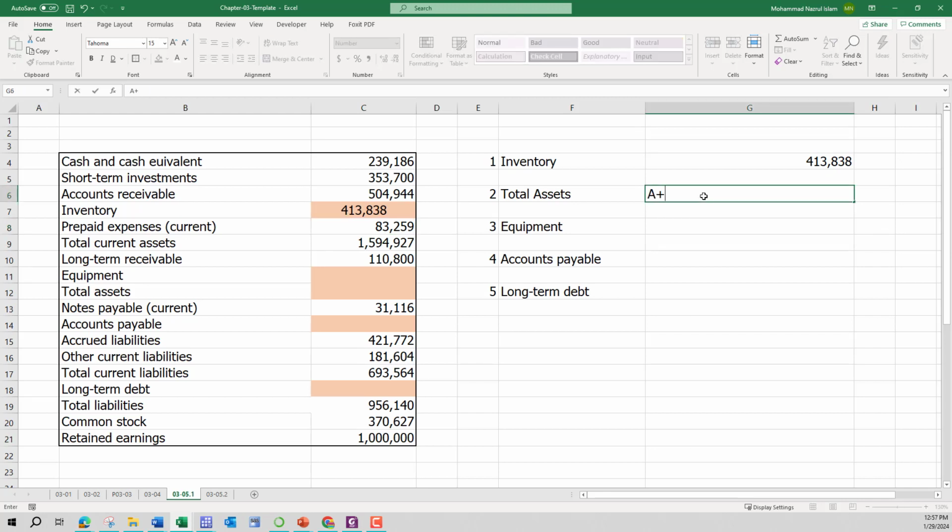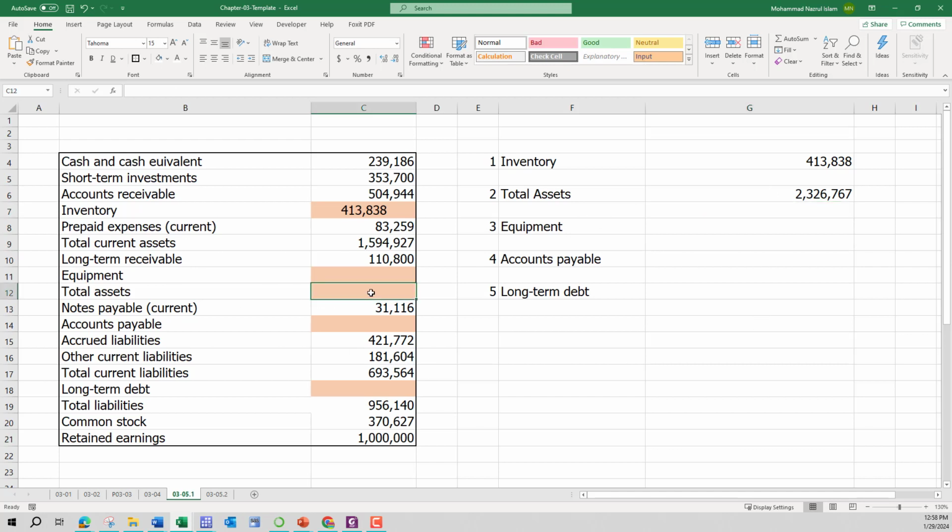The second one is total assets. We know that assets equal liabilities plus owner's equity. So we will add the total liabilities and total owner's equity. Total liabilities is this one, plus we have common stock, plus we have retained earnings. So this is our total assets.